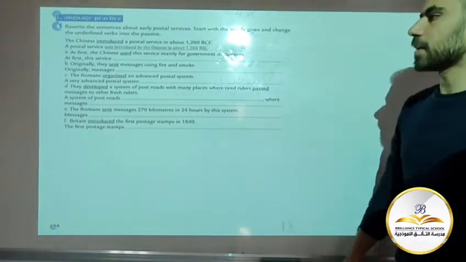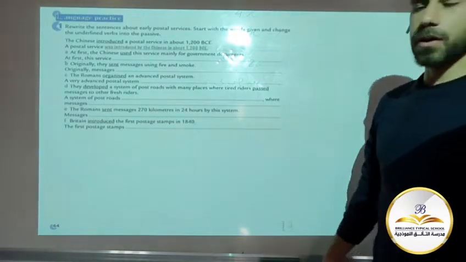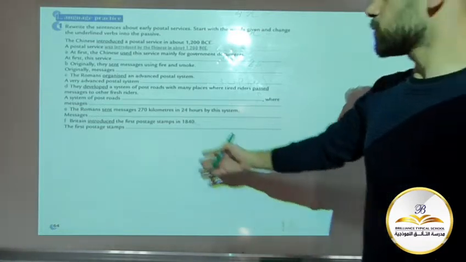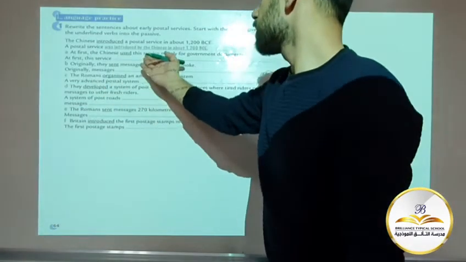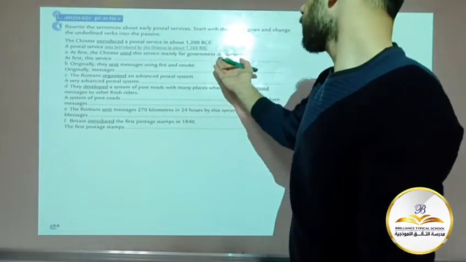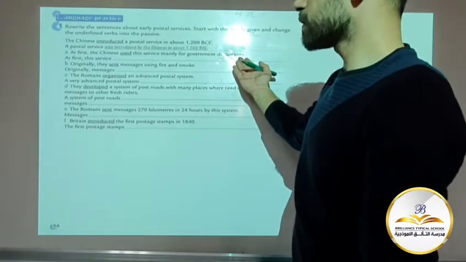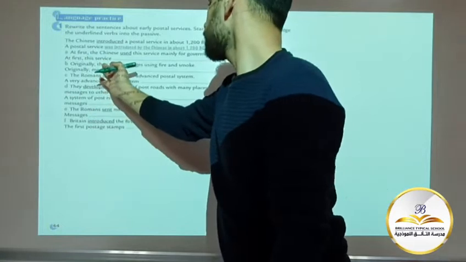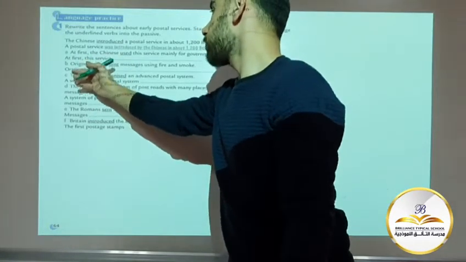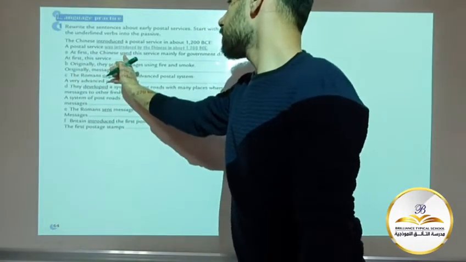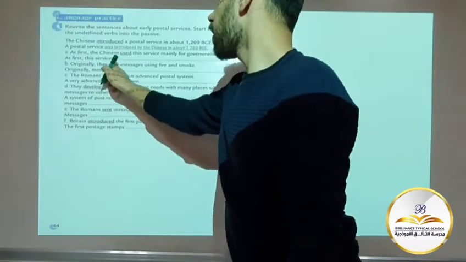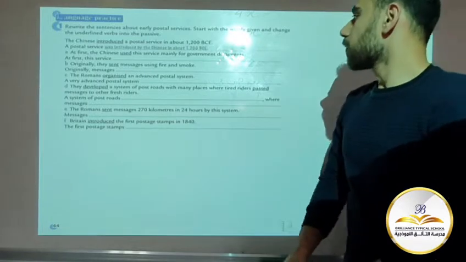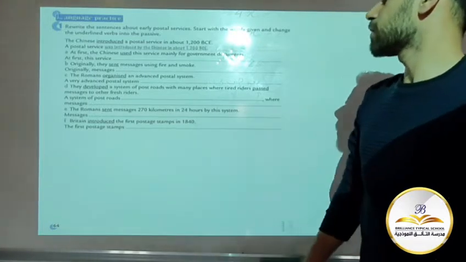You have 5 minutes. Okay? Were they easy? Let's take a look. At first, the Chinese used this service mainly for government documents. What is the object here? At first, this service, so this service is the object. We are going to say used is going to become: this service was used by the Chinese for government documents.